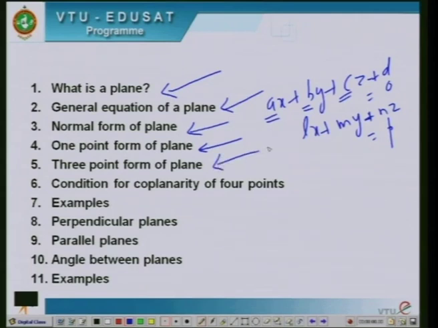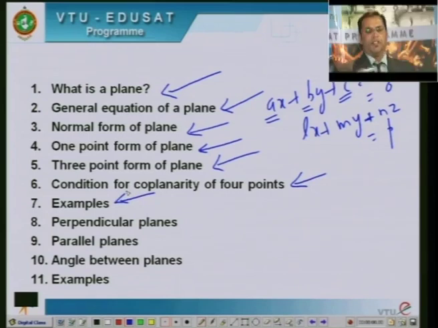Then we have seen the condition for coplanarity of 4 points. Given 4 points, what is the condition which will see to it that all the 4 points will lie in a common plane. Then we have discussed examples in all this. Then we have discussed some geometrical aspects like perpendicular planes. We have mentioned that two planes are perpendicular will mean that their normals are perpendicular.